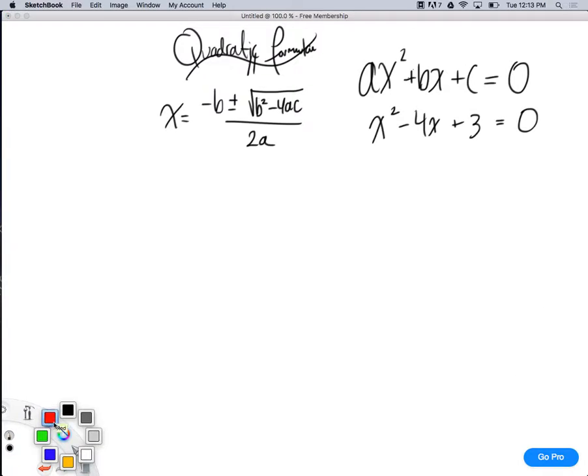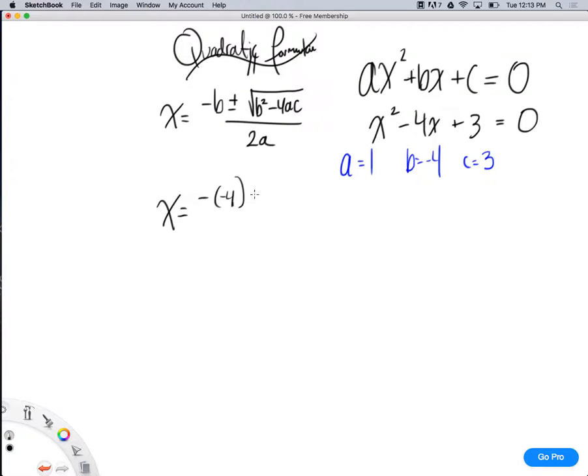So the first thing to do in this case is determine a, b, and c. So a is 1, b is negative 4, and c is 3. And then I just plug it in to my beautiful quadratic formula. So x equals negative b, so negative negative 4. Plugging that in, plus or minus square root negative 4 squared.